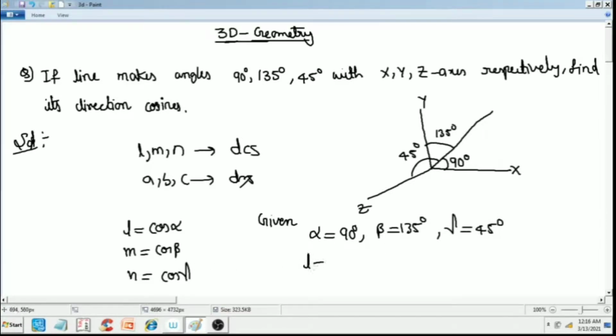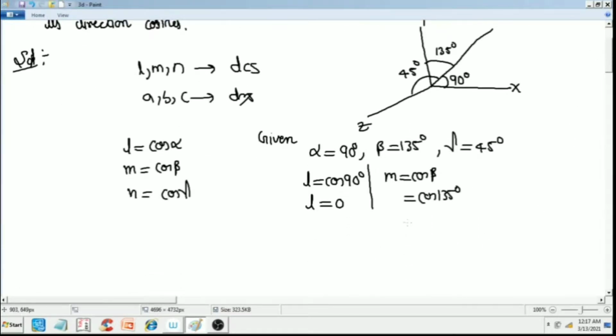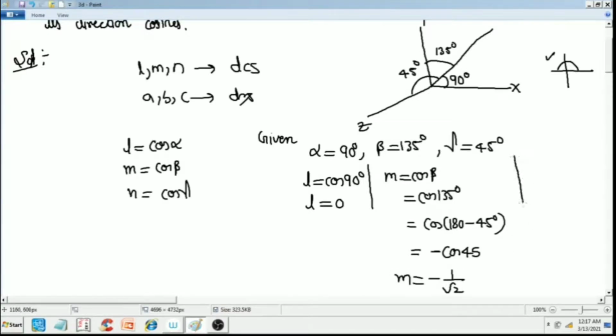Now tell me, l equals cos alpha. Alpha is 90 degrees, so cos 90 is 0. So l equals 0. Next, m equals cos beta, cos 135 degrees. So cos 135 degrees can be written as cos of 180 minus 45 degrees. Here 180 minus theta lies in the second quadrant. In the second quadrant cos is negative. Due to the 180, cos remains cos only, so minus cos 45 degrees, which is minus 1 by root 2. So m equals minus 1 by root 2.